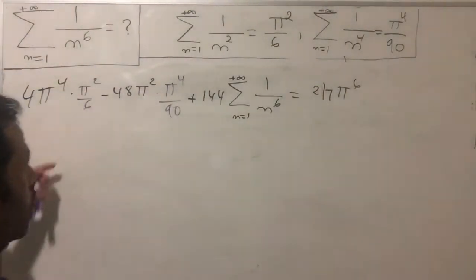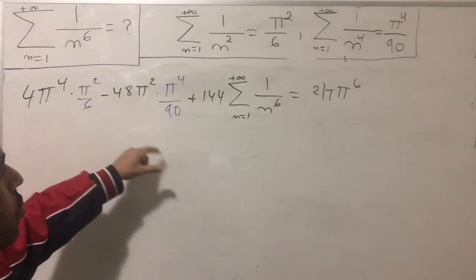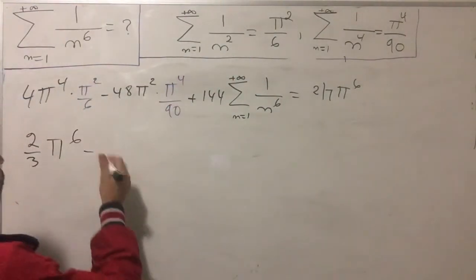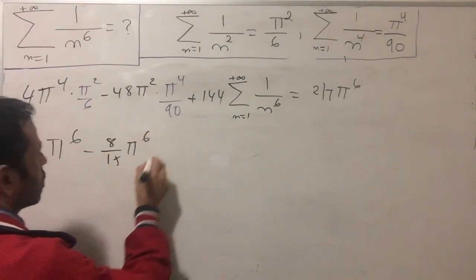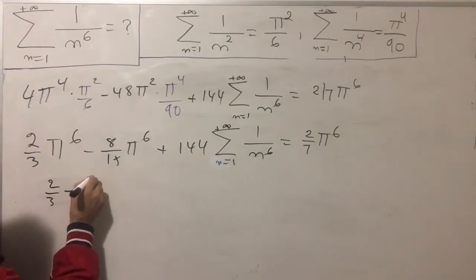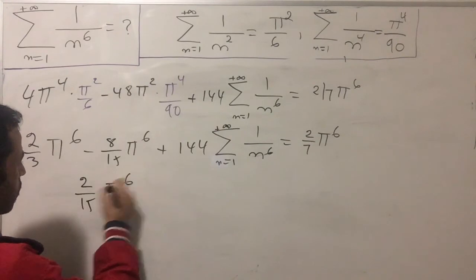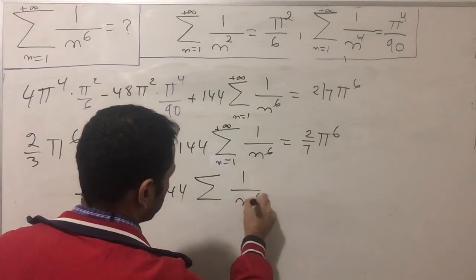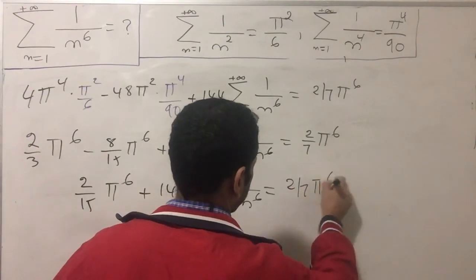So we already found this expression. I have written these terms in different colors to show you these values were replaced by these sums. It's 8 over 15, giving us minus 8 over 15 pi to the 6. Plus 144, we have 2 over 3 minus 8 over 15 pi to the 6, plus 2 over 15 multiplied by pi over 6, plus 144 times the sum of 1 over n to the 6 as n goes from 1 to plus infinity, equals 2 over 7 pi to the 6.